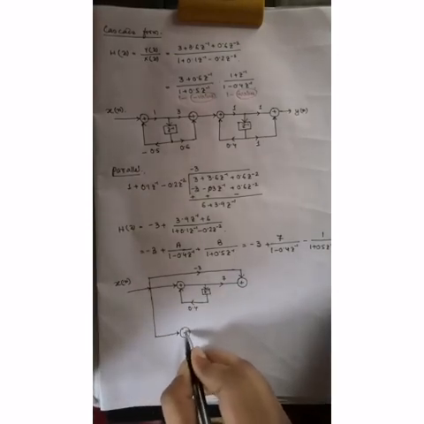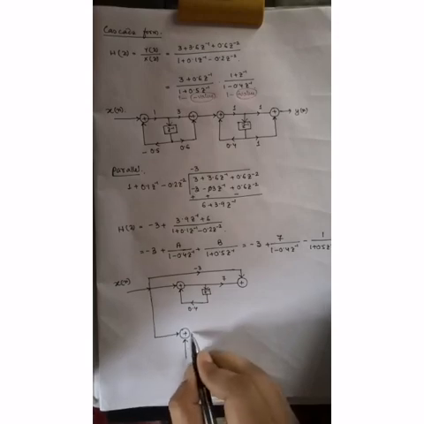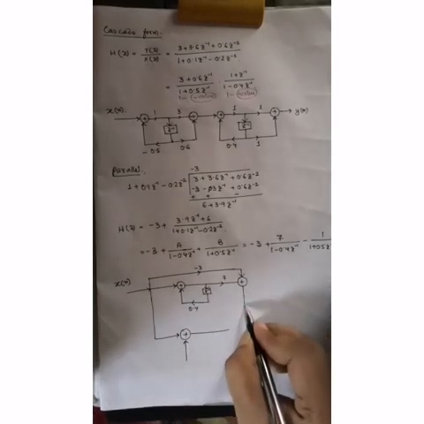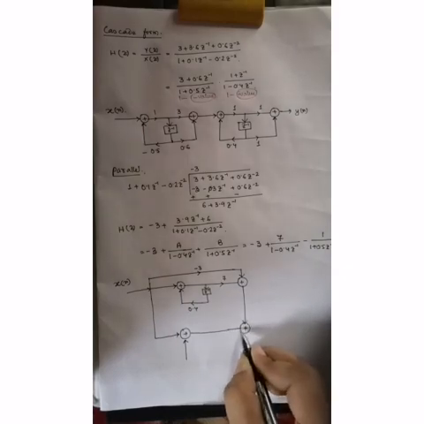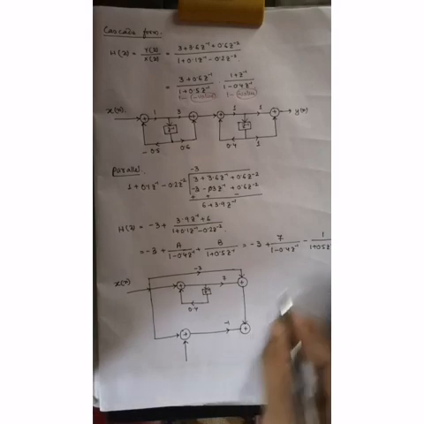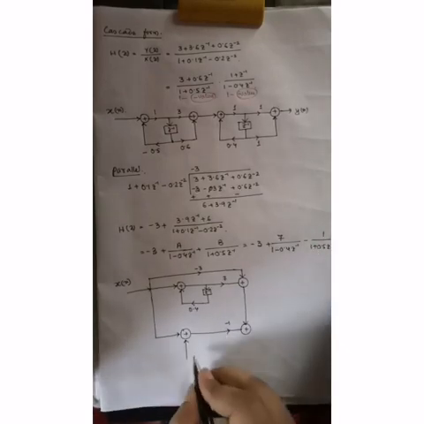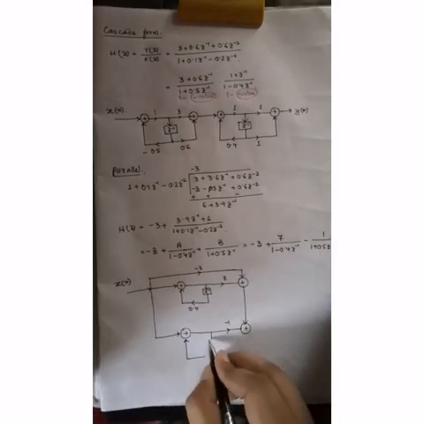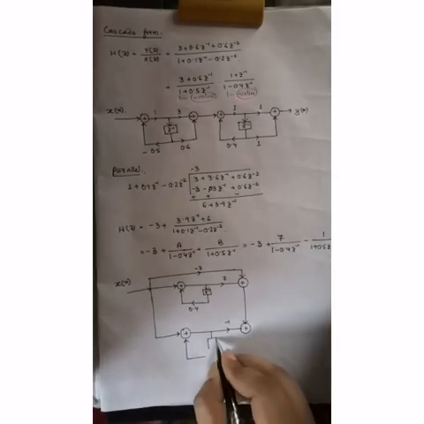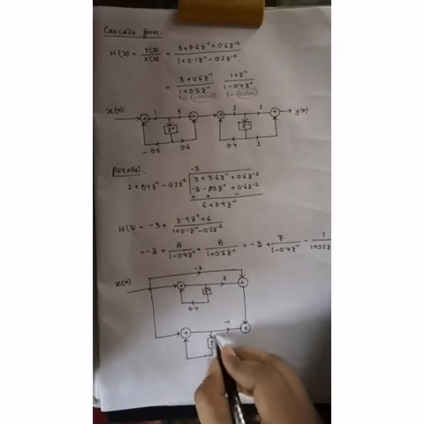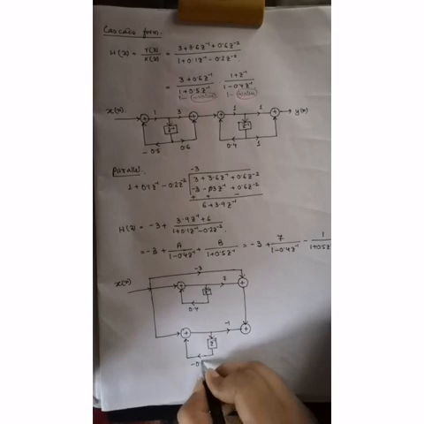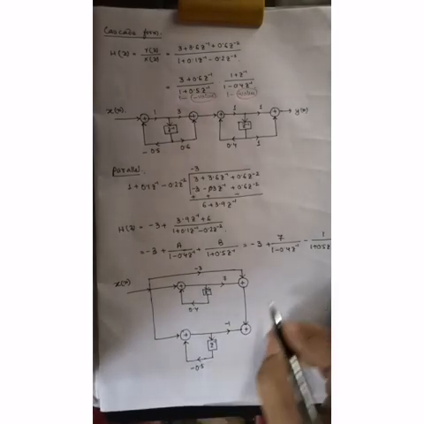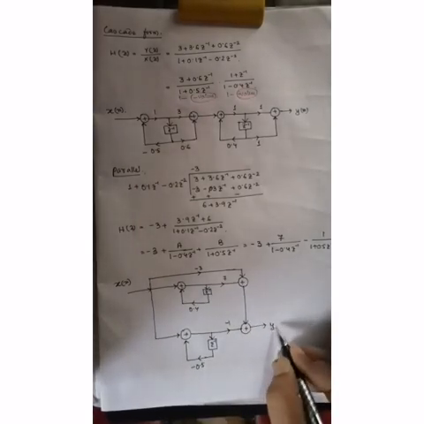Summation, minus 1, only 1 z inverse. So this value becomes, it is plus 0.5, so it should be minus 0.5, and this is the output y(n).